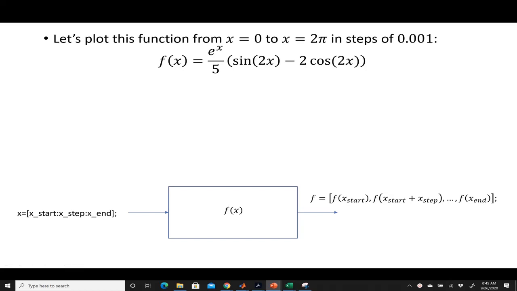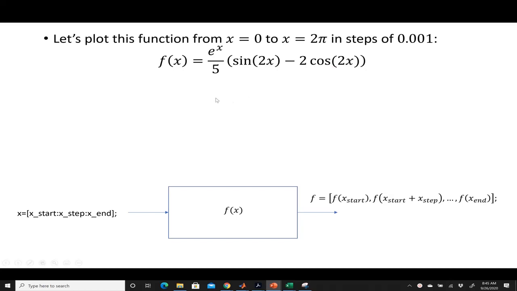All right, let's say we have a problem like the following. We've been asked to plot a function f of x, which is e to the x over 5 times this combination of sine and cosine. And we've been told to plot it from x equal to 0 to x equal to 2 pi in steps of 0.001.